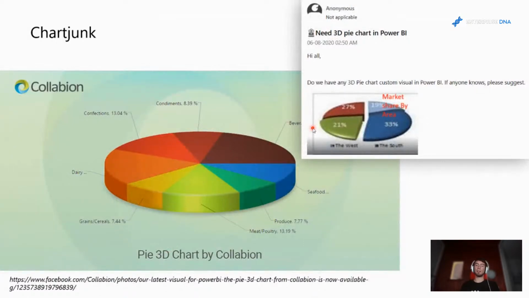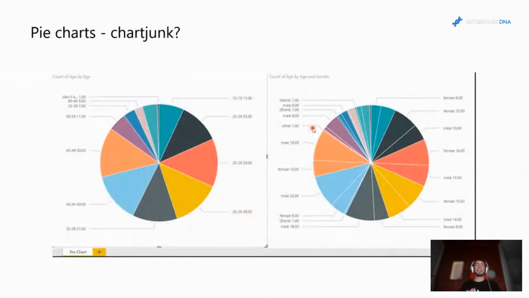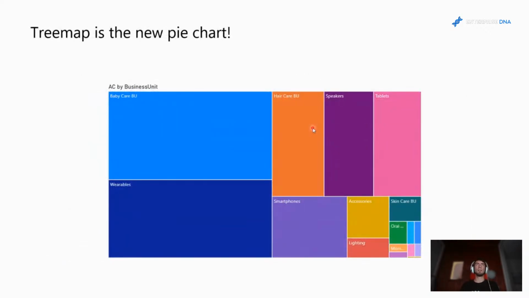Why? Because humans have a better ability to compare lengths, so heights and widths, than areas, as this is our primary visual experience. Again, we are less precise when comparing areas and more precise when comparing lengths. So are pie charts chart junk? Yes, they are. And the same can be said for the tree map.